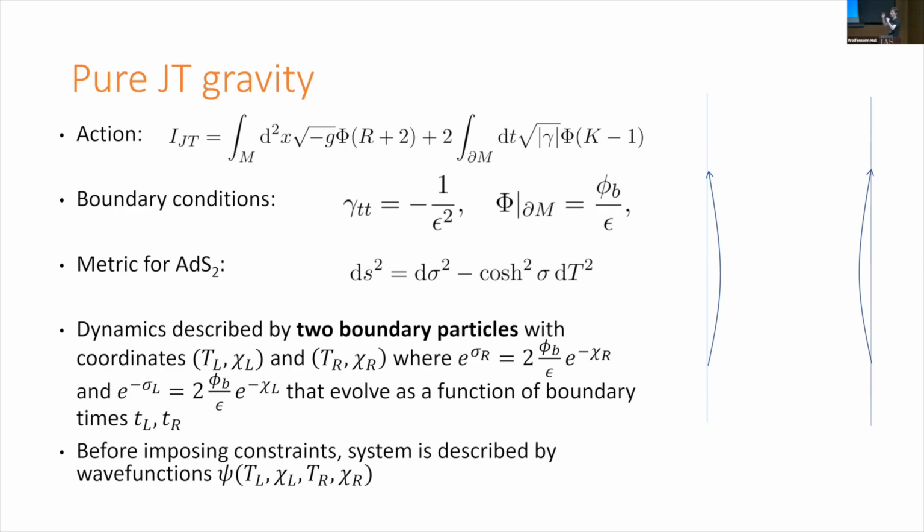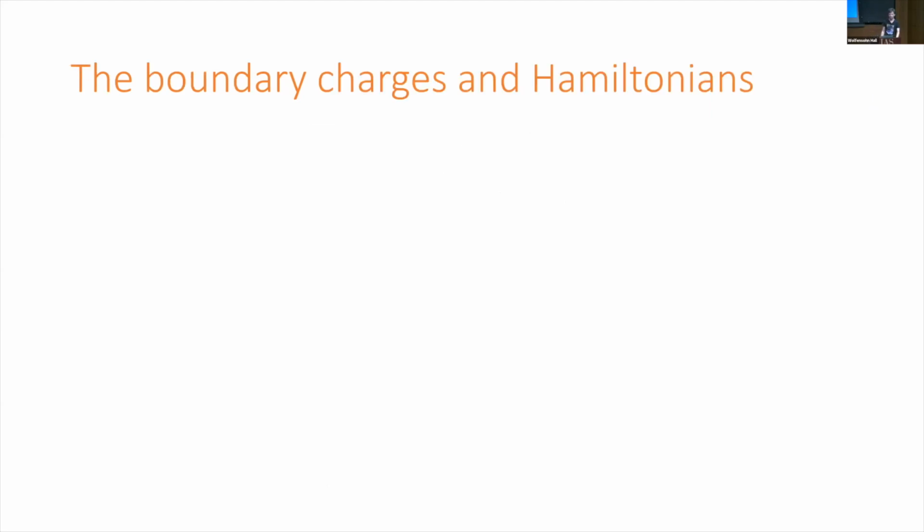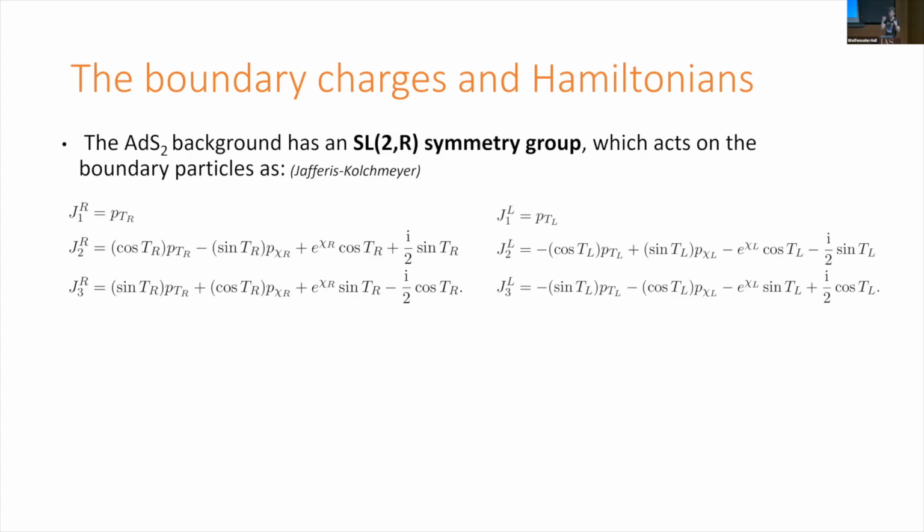Okay, so before we worry about any constraints, pure JT gravity is just described by L2 of R to the 4 wave functions on these four coordinates, t_L, chi_L, t_R, and chi_R. Before I talk about the constraints, I can talk briefly about the boundary charges and the boundary Hamiltonians. So the AdS2 background has an SL(2,R) isometry group. And again, you can look up in Harlow and Jafferis the action of that SL(2,R) isometry group and the boundary charges given by these formulas.